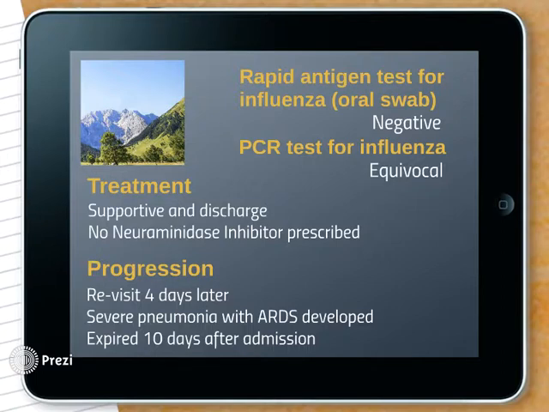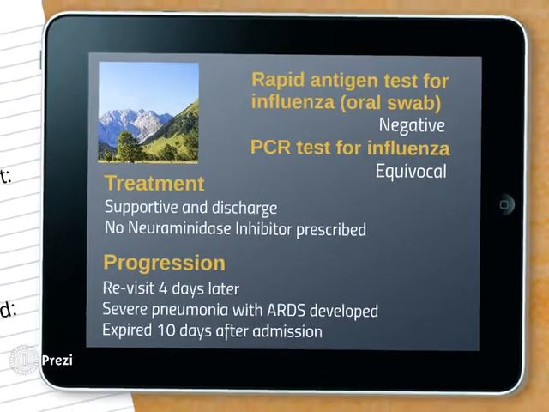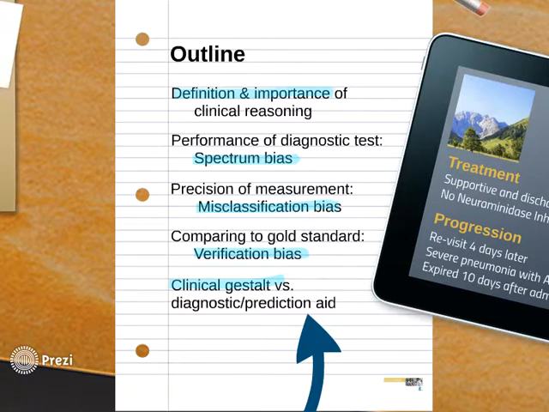Is that a normal or common scenario you're going to see? Is there anything we can do by using our clinical reasoning and maybe decision-making support? So the outline today is first to define, and give a little bit of why it is important to make good clinical reasoning and clinical decisions. I'm going to spend most of the time talking about how to evaluate the performance of diagnostic tests, and those biases and jargon: spectrum bias, misclassification bias, verification bias. And lastly, I want to have a little bit of time to touch on clinical gestalt and why that is important to your decision-making aid.